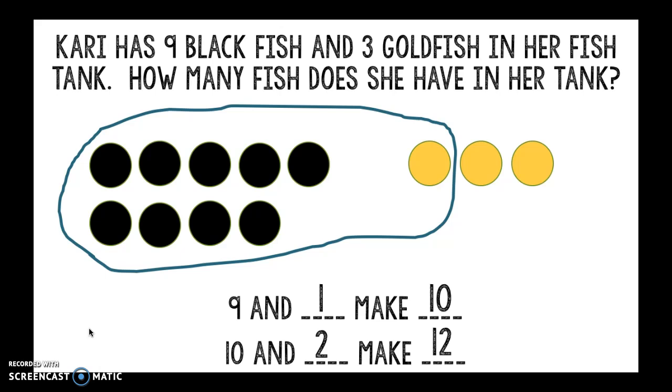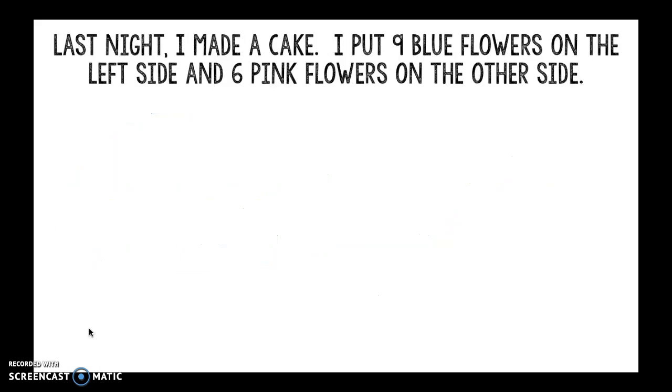You're doing great. Let's do it again. Last night, I made a cake. I put 9 blue flowers on the left side and 6 pink flowers on the other side. You know what? How about you do this one with me? Can you make sure that you have your dry erase board or your math journal? We're going to try this one together. If you don't have those things, can you go ahead and press pause, go get your materials, and when you're ready, press play.